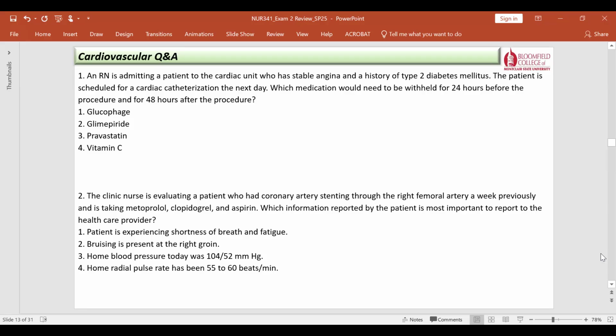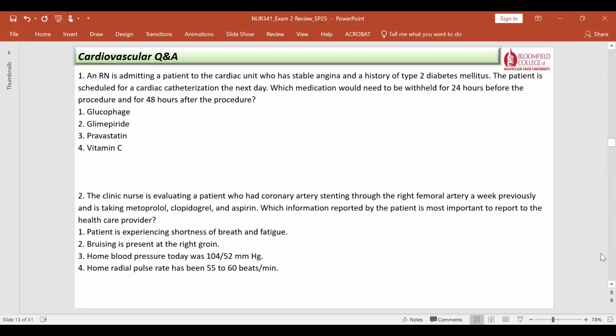Otherwise, there is no way you would know that the patient is experiencing GI bleeding, at least until you do the CBC, and the CBC will reveal a decline in H&H, hemoglobin and hematocrit. So in this case, the shortness of breath and fatigue are signs of anemia from the GI bleeding, because this patient is on two anticoagulant medications, which is a possible adverse effect of both aspirin and clopidogrel, or Plavix.